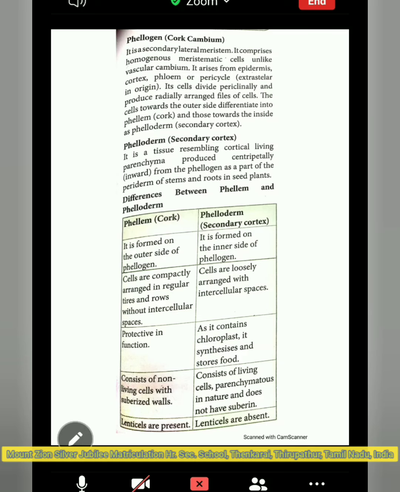In this video, we are going to discuss phellogen and phelloderm. So let us see the difference between both. First, let us see what is phellogen. The other name for phellogen is the cork cambium.